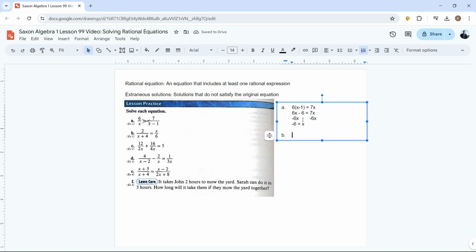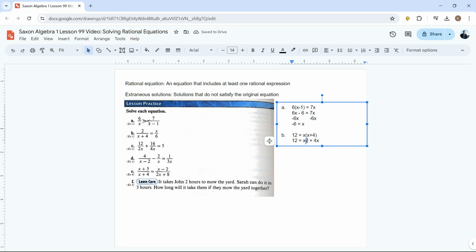Let's move on to letter B. In letter B, we have the same sort of thing going on. I'm going to need to cross multiply. In this case, I'm going to have 2 times 6 is 12 equals x times x plus 4. Now, I see this x times x plus 4. That's going to be an interesting problem to solve because that's going to give me an x squared. So I'm going to have a quadratic here. It's going to be 12 equals x squared plus 4x when I distribute that x.